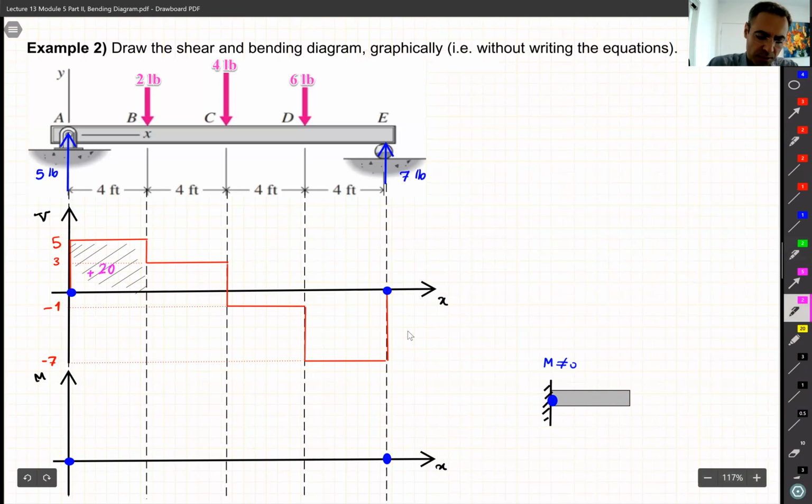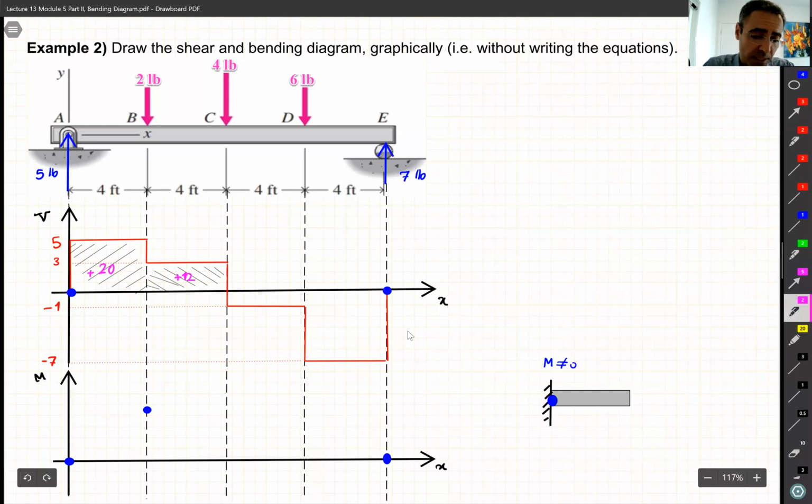Plus 20. So if it is plus 20, then let's say this is 20, somewhere around here, okay? And then the next area, so this one, if we calculate it, it's gonna give us 3 multiplied by 4, plus 12.